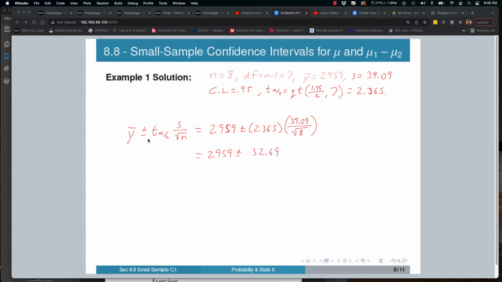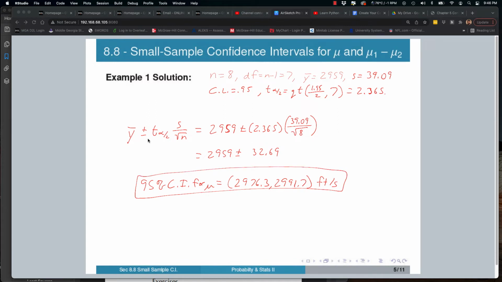And when I do that, I get 2959 plus or minus 32.69, or the final answer should just be a 95% confidence interval for mu is equal to 2,976.3 to upper bound 2991.7, and that's feet per second. Can't forget those units. All right, so nothing exciting there, but nonetheless, it's pretty simple once you get the values you need to plug in. So that's all we're really doing today anyway.